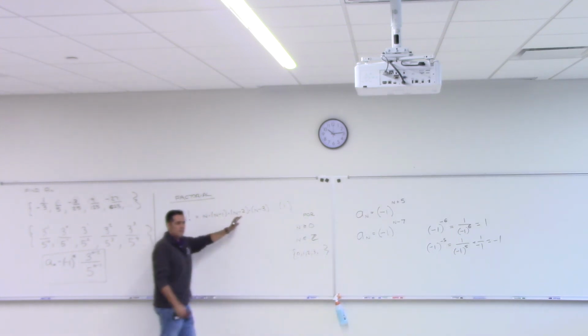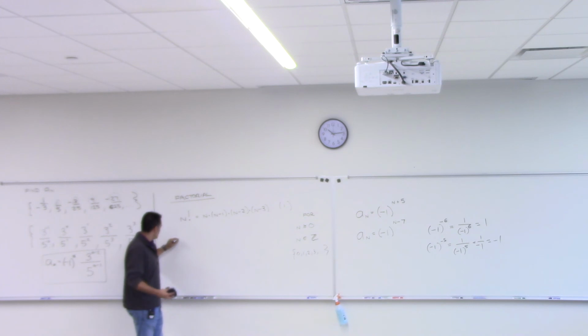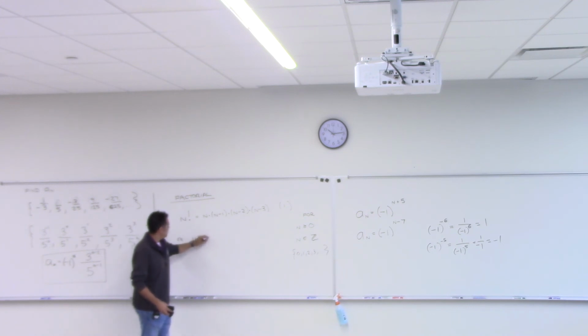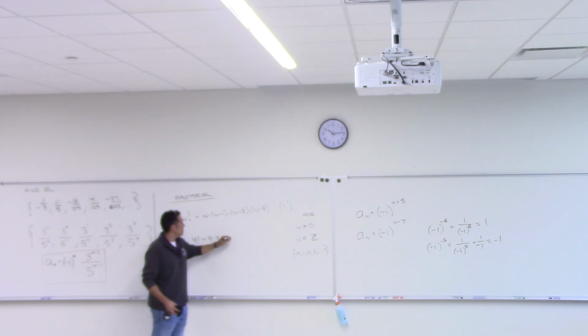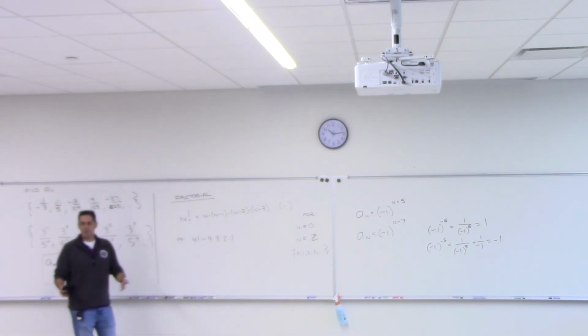That's the definition of factorial. As an example, 4 factorial is 4 times, now you take 1 away from 4, 3, now you take 2 away from 4, 2, now you take 3 away from 4, 1. You stop when you get to 1. 4 times 3 times 2 times 1. That's what 4 factorial is.